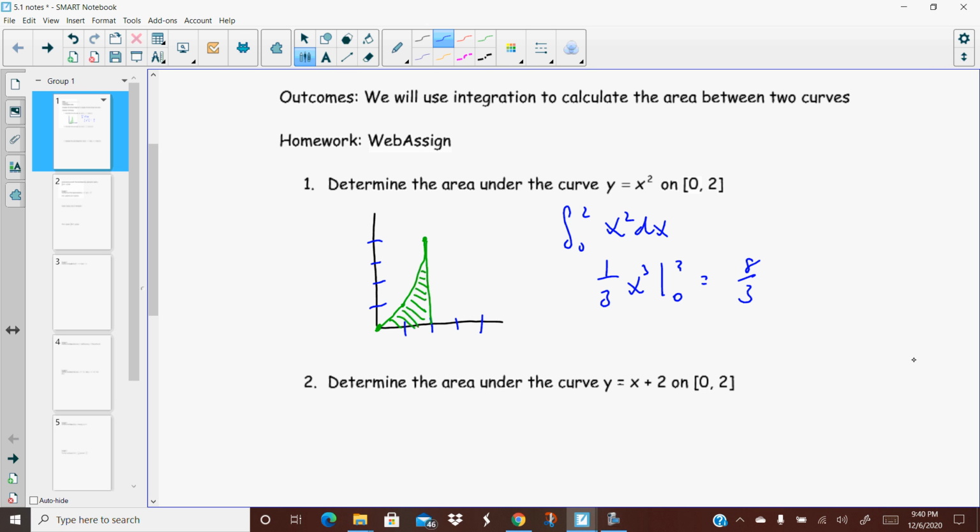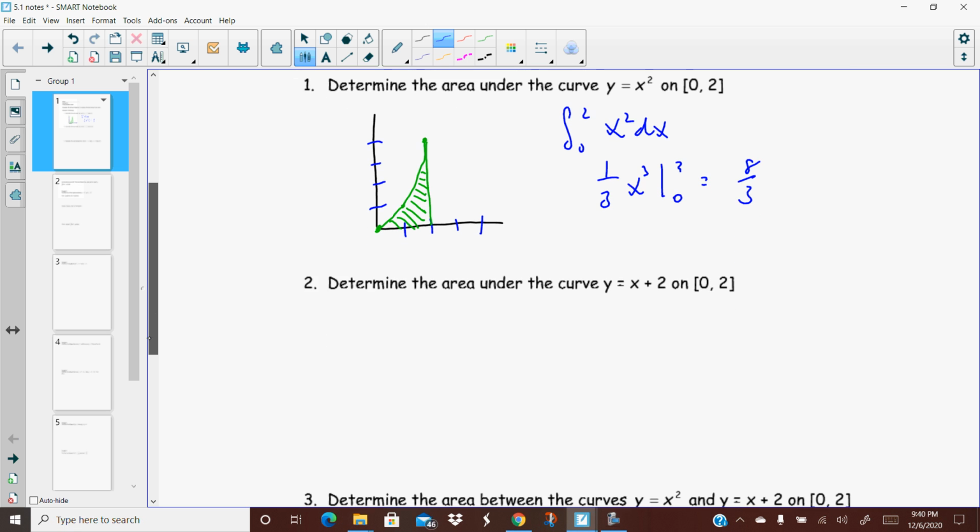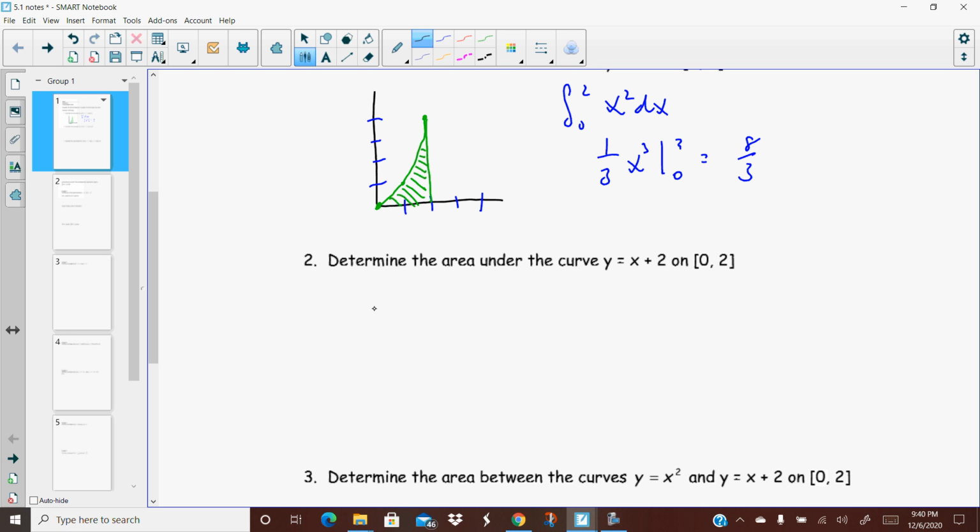Now let's say we wanted to find the area under the curve of y equals x plus 2 from 0 to 2. So once again, let's sketch that. 1, 2, 3, 4, 1, 2, 3, 4. So let's see, x plus 2 is a line with a slope of 1 and a y-intercept of 2. If I do a rise over run of 1, up 1 over 1, up 1 over 1, we're going to end up with that linear piece right there.